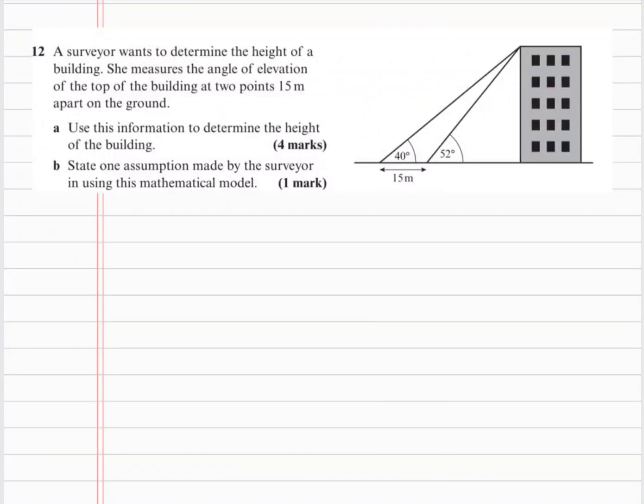Hi everyone, this video is on exercise 9b question 12. A surveyor wants to determine the height of a building and she measures the angle of elevation of the top of the building at 2 points 50 meters apart on the ground. Now, in part A, we want to use this information to determine the height of the building.